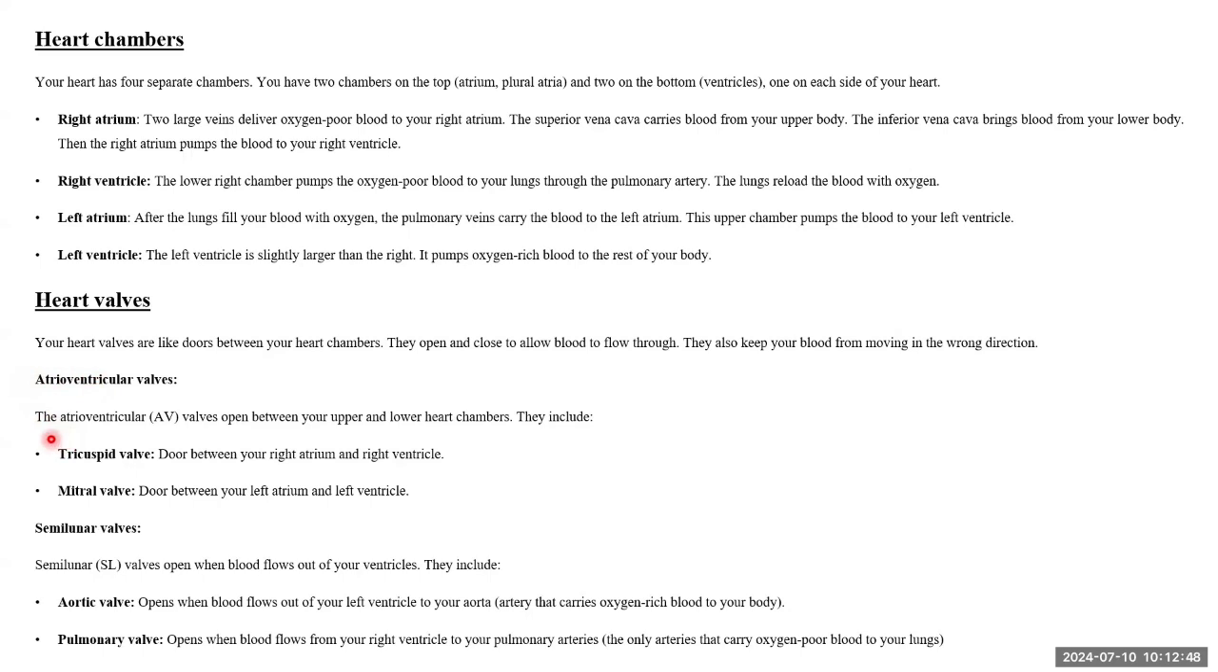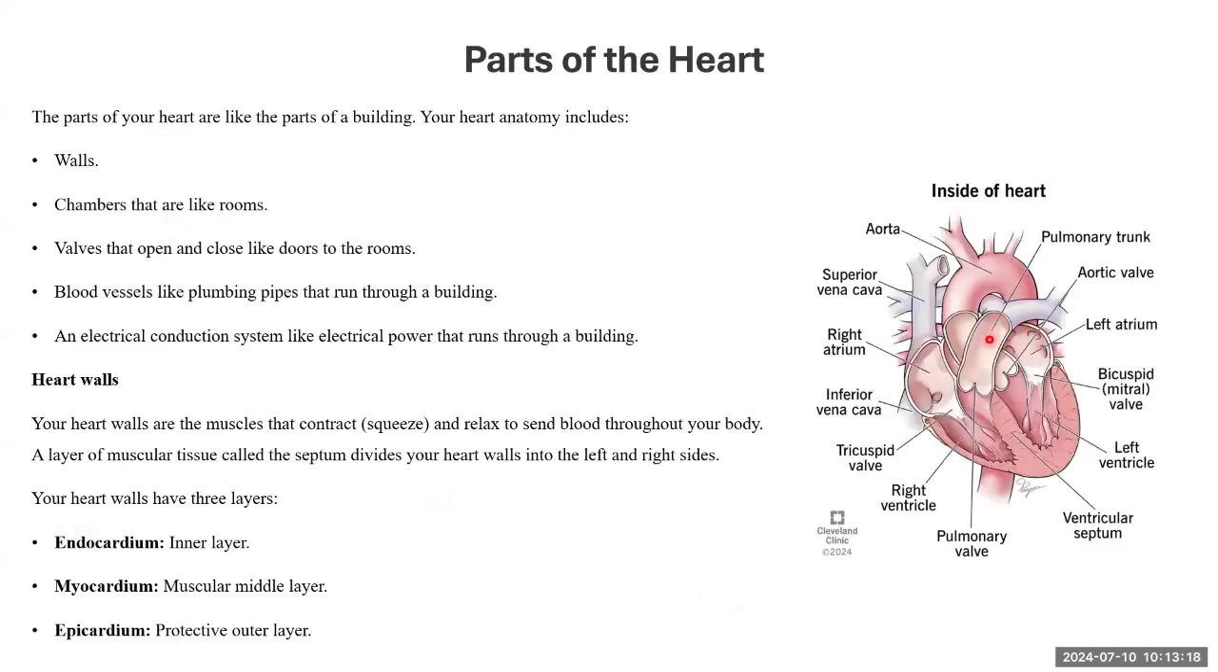These are two: the tricuspid valve and the mitral valve. The valve between the right atrium and the right ventricle is called the tricuspid valve, and the door between your left atrium and the left ventricle is called the mitral valve. It is also called the bicuspid valve. Then there are semilunar valves. Semilunar valves are the valves at the base of blood vessels, these blood vessels, the pulmonary trunk and this aorta.